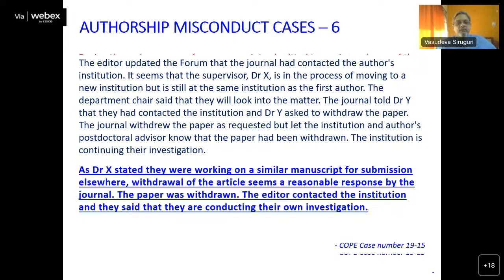Okay. The journal withdrew the paper as requested by this person Y, but then the institution and the author's postdoc advisor were made aware that the paper had been withdrawn. So now the institution is carrying on their investigation. So finally, what happened? As Dr. X stated, they were working on a similar manuscript for submission elsewhere. Withdrawal of the article seems a reasonable response by the journal. The paper was withdrawn, and the editor contacted the institution and asked them to conduct their own investigation.